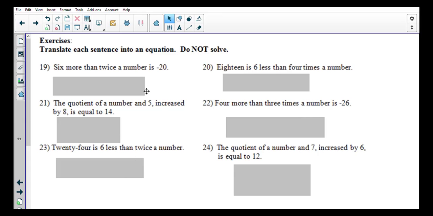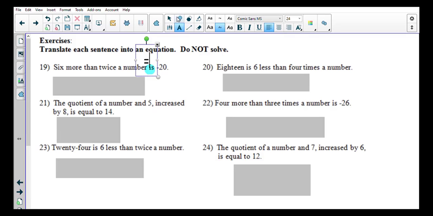Number 19, it says 6 more than twice a number is negative 20. Quick reminder that the word is generally is going to represent our equal sign. We've got 6 more than, so more than is going to represent one of our operations. In this case, that's going to be addition.